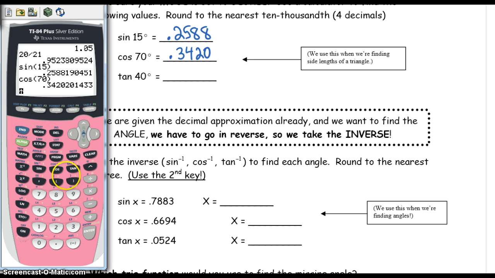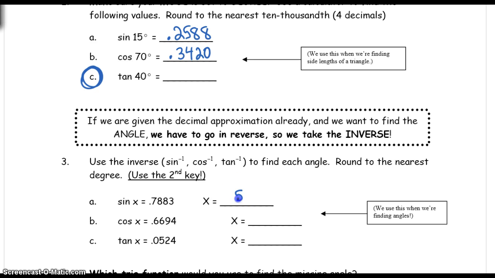So we hit second, then we hit sine. Now notice it did inverse. Now you want to type in 0.7883. So you're typing in what it equals because you're doing the inverse. Once you hit enter, it said to go ahead and round to the nearest degree. So this 0 will not affect this 2. So this is just going to be 52 degrees, like that. So we're finding this angle. X is our angle.